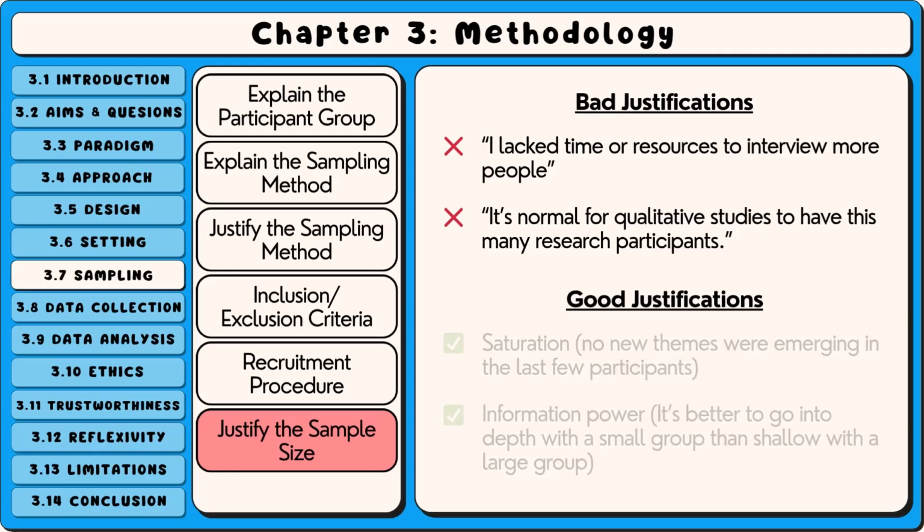Similarly, often students simply state that it is normal for qualitative studies to have a certain number of research participants, such as 15 for interviews. This is not a good justification for why you stopped at a certain number of participants.